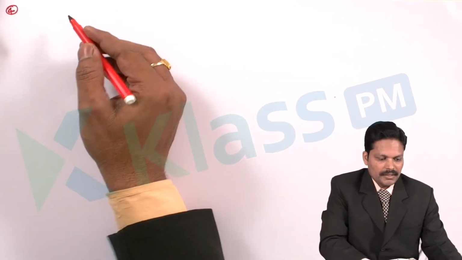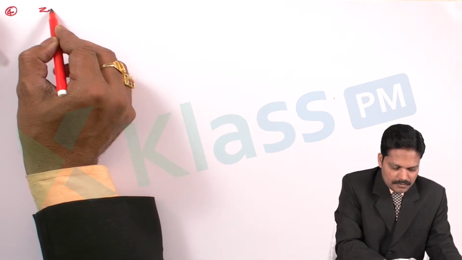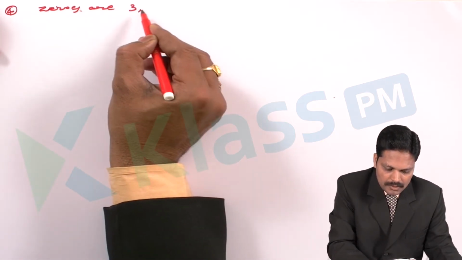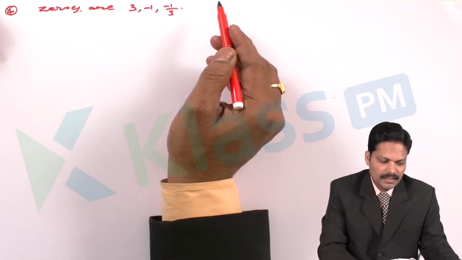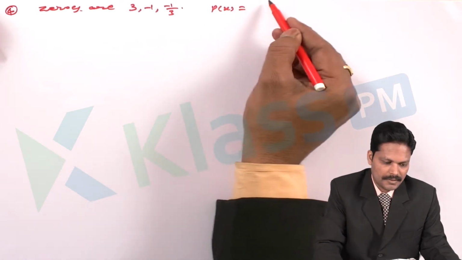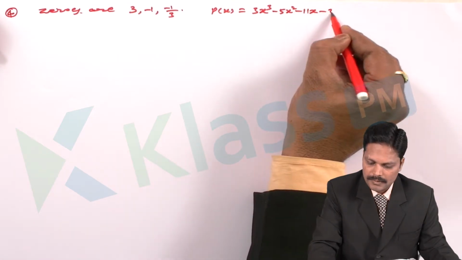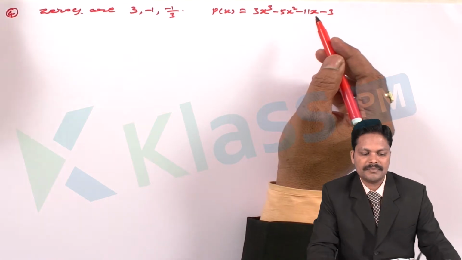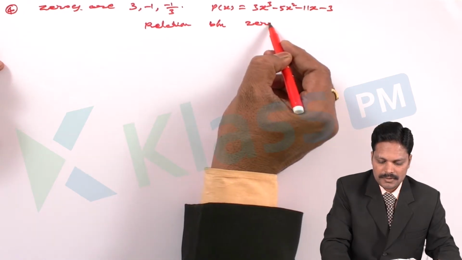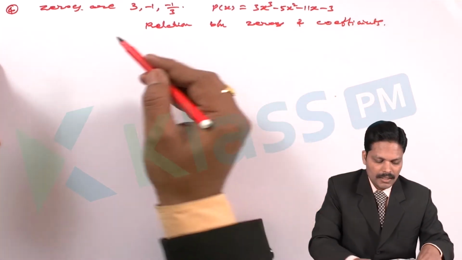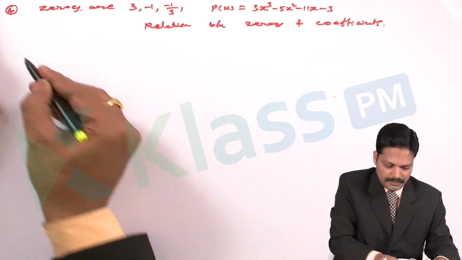One more problem I am explaining here. Verify that 3, minus 1, minus 1 by 3 are the zeros of the cubic polynomial p of x equal to 3x cube minus 5x square minus 11x minus 3, and then verify the relation between the zeros and the coefficients. So we need to find the relation between zeros and coefficients. This is the question I am writing in a simple way. I will give you the complete solution here.